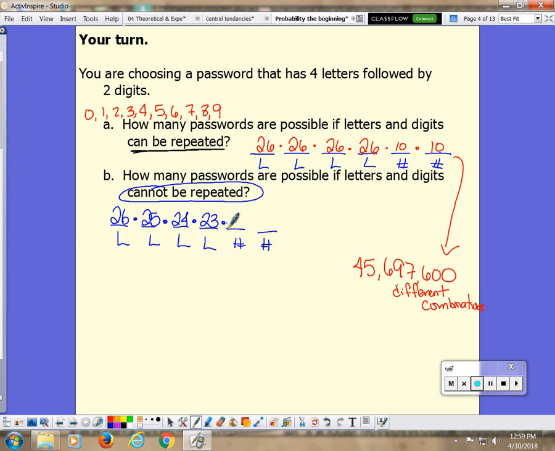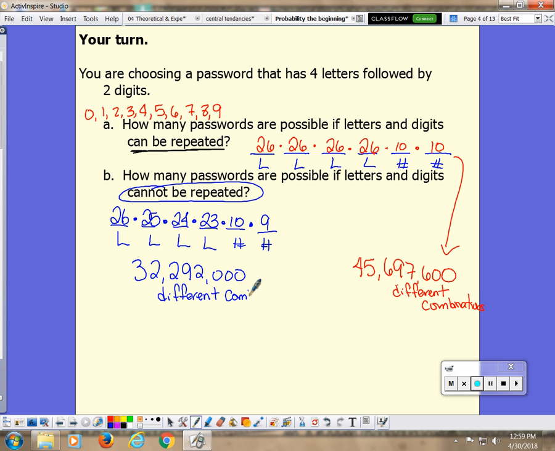When I start with my digits, I start out with 10 digits, but after I use one of them, I only have 9. When you multiply all of that together, you get 32,292,000 different combinations.